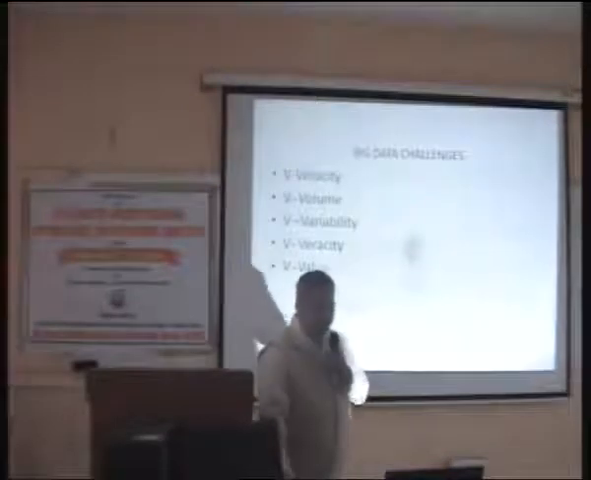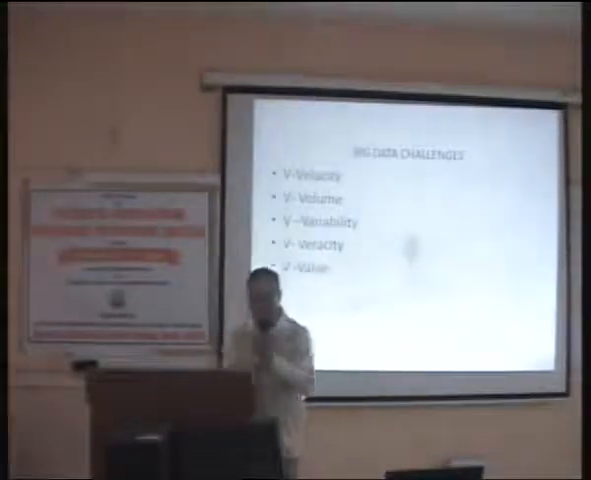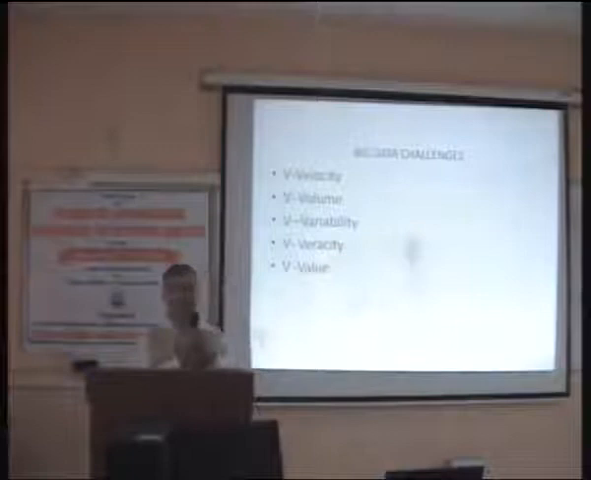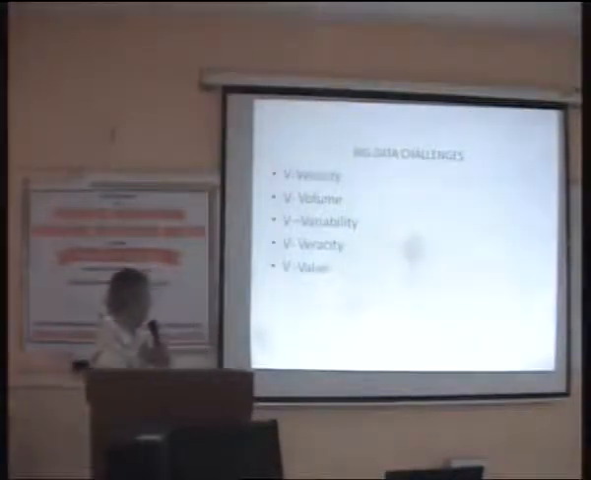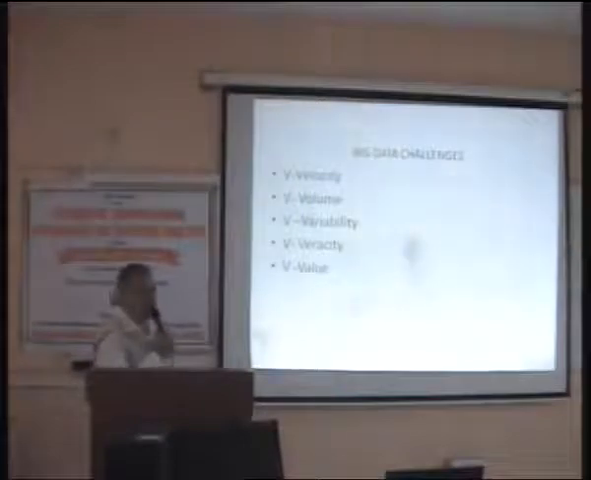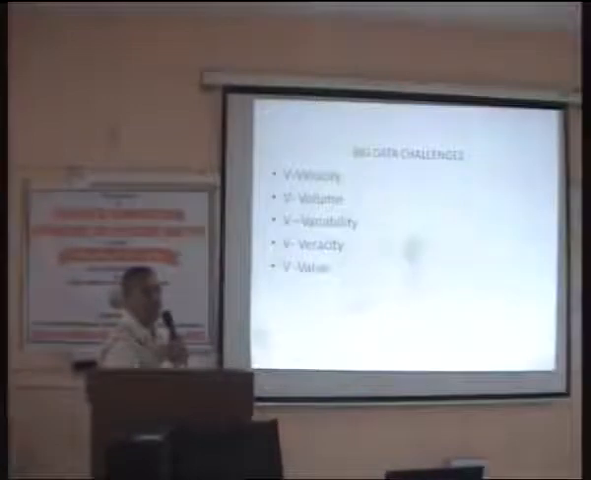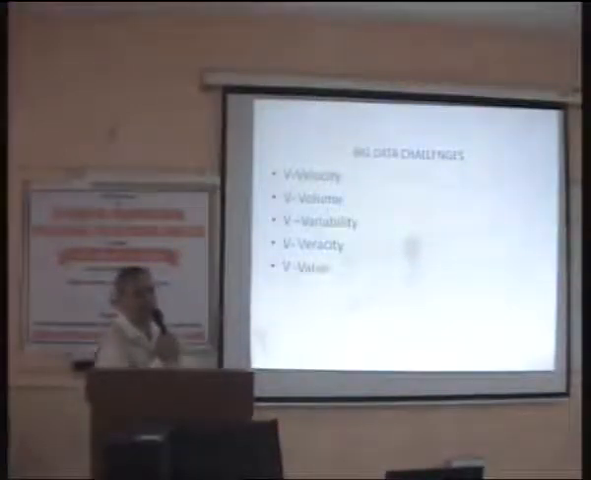Okay. Now, what are the challenges this big data is posing? These are basically the 4 V's. The first V is velocity. When you go on Facebook, there are 1 million clicks in a second. So much huge amount of data enters the database in 1 second. So that is the velocity of the data.